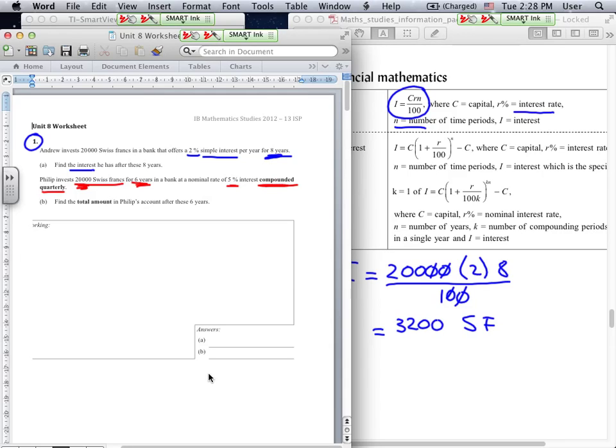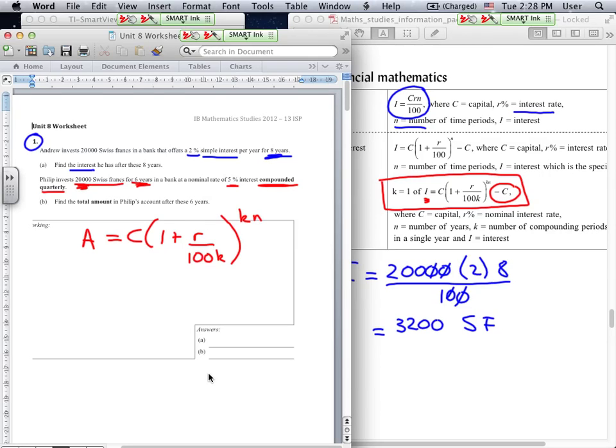So we're going to use this formula over here. This one is for compound interest, and notice that this is a formula for working out the interest, where you subtract the capital in the end. Now if we just write it without subtracting that C at the end, we get our whole amount that we'll have. I'll call it A, that it's equal to C times 1 plus R, the interest, divided by 100K. We'll talk about that K now, and then you get KN.